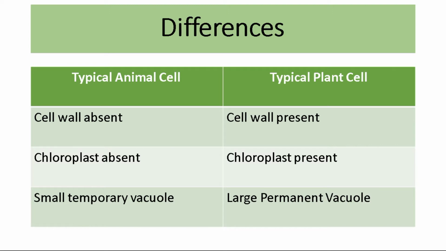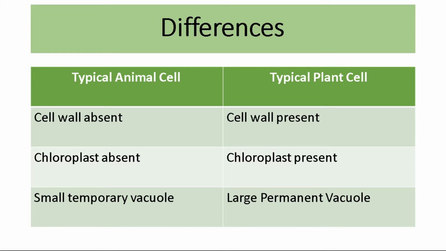The second main difference is in the presence of the chloroplast. The chloroplast is absent in the animal cell, but it is present in the plant cell, and we're going to learn why the chloroplast is present in a plant cell and not in an animal cell.